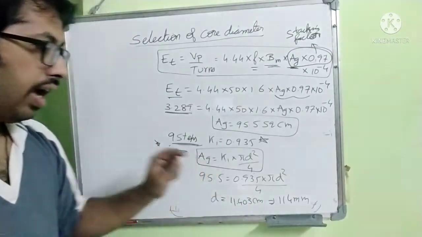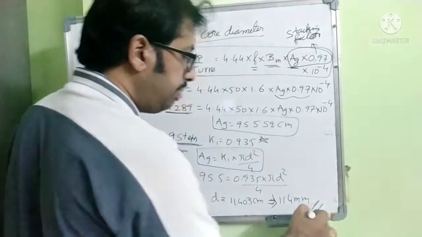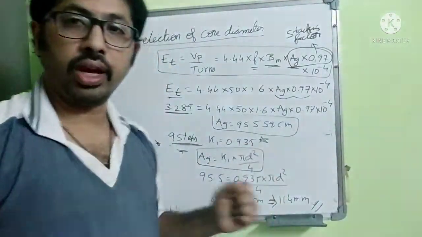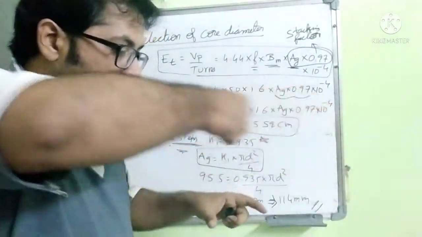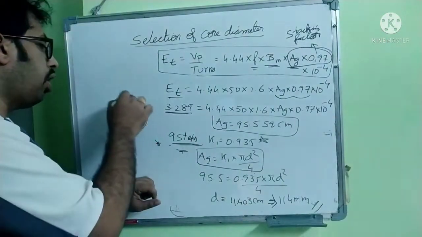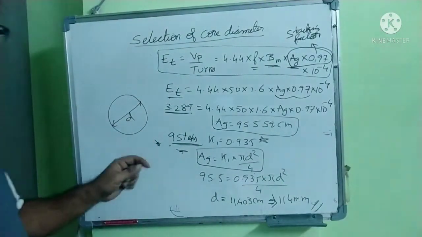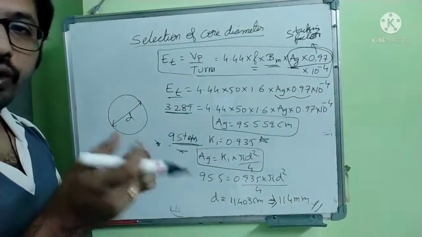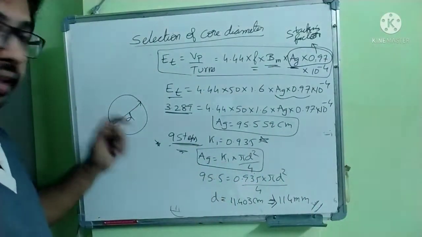11.403 centimeter. Approximately we will round off to 114 millimeter. This is the core diameter. Okay, so we got the diameter of the core. If you see the core from the top, it is a circular shape. From the top you see, this is the diameter. Next we will see the steps. For each step, what is the area we have to find, how to find the area, and what the total thickness is. Everything we will know in the next class.